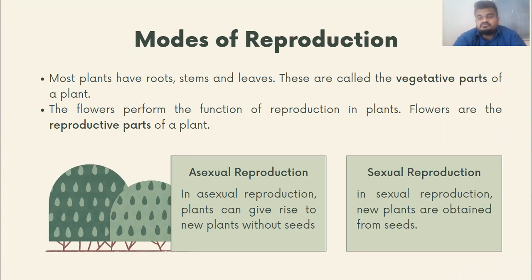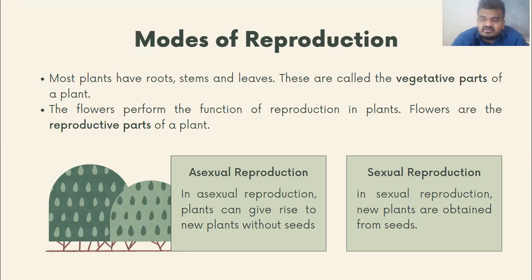So what we have discussed: vegetative parts, reproductive parts, and two modes of reproduction, that is asexual reproduction and sexual reproduction. Pay attention here. Most plants have roots, stems, and leaves. These are called the vegetative parts of a plant. This was the definition of the vegetative parts, simply. After this, the flowers perform the function of reproduction in plants.